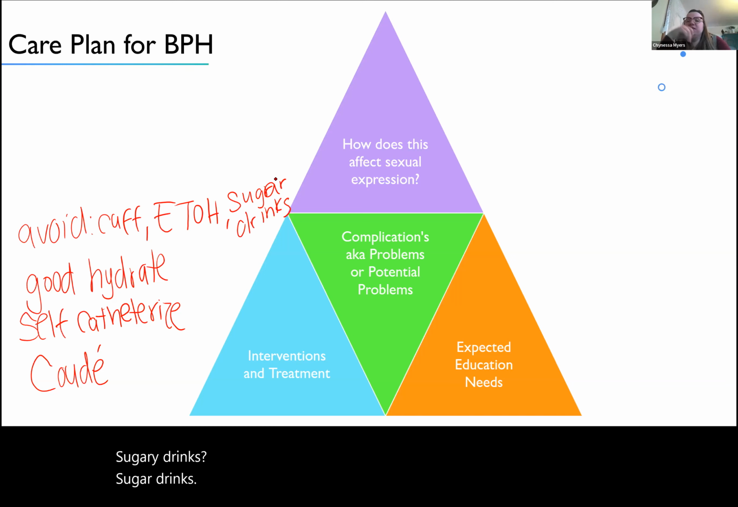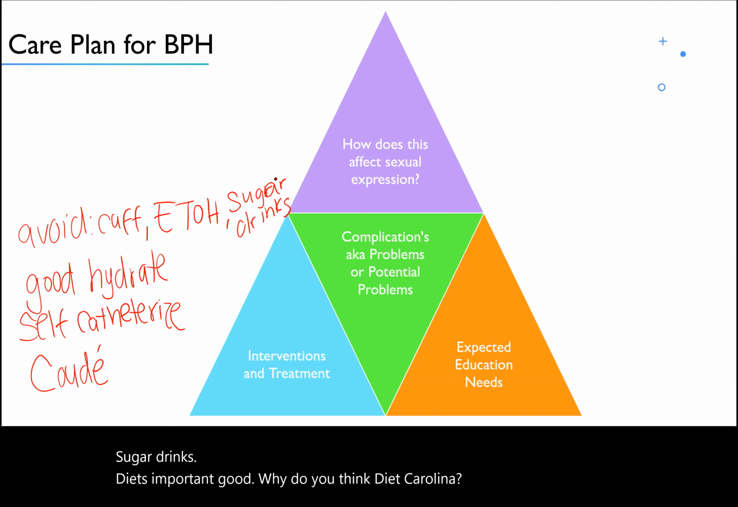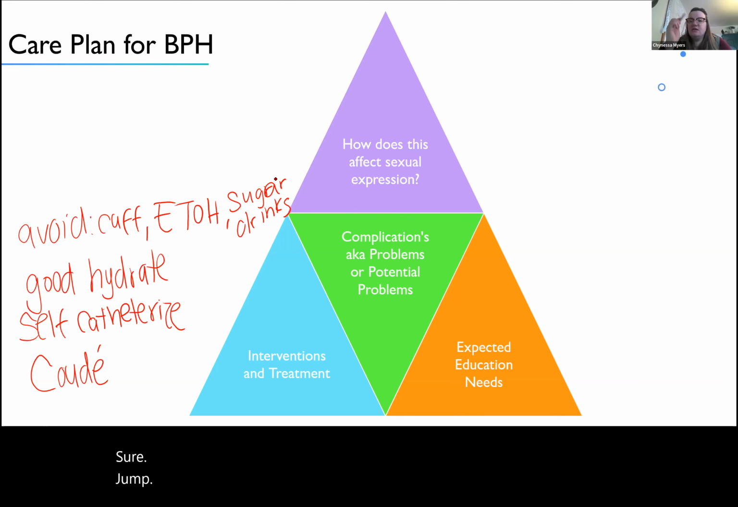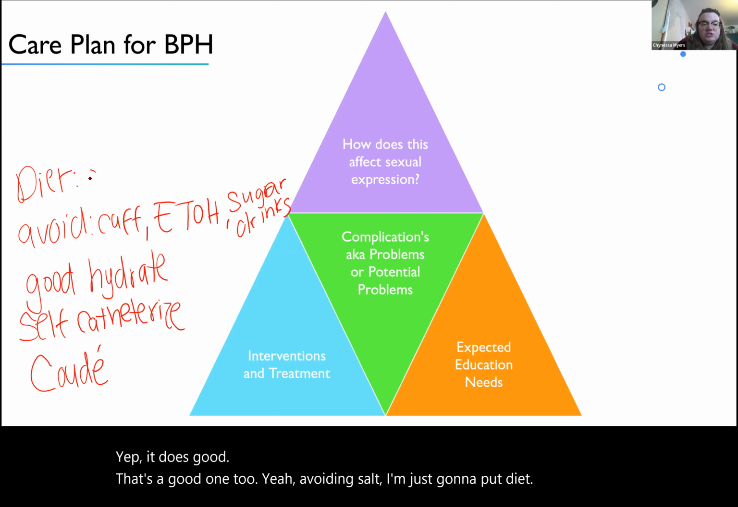Okay. Diet's important. Good. Why do you think diet, Carolina? Because of the sugar in like junk food and fruits and vegetables and all that affects urinary patterns. Yep, it does. Good. What about salt? Would they have to avoid the salt to avoid retaining fluid, like swelling? That's a good one too. Yeah, avoiding salt. I'm just gonna put diet, sugar and salt.